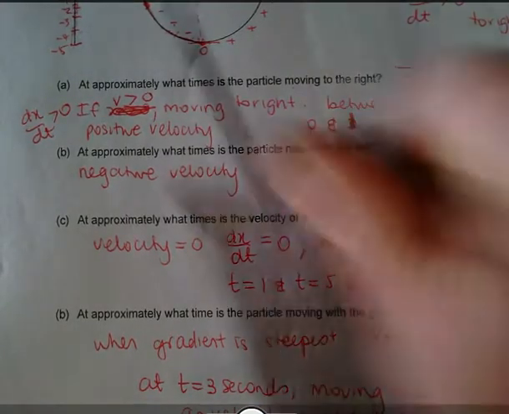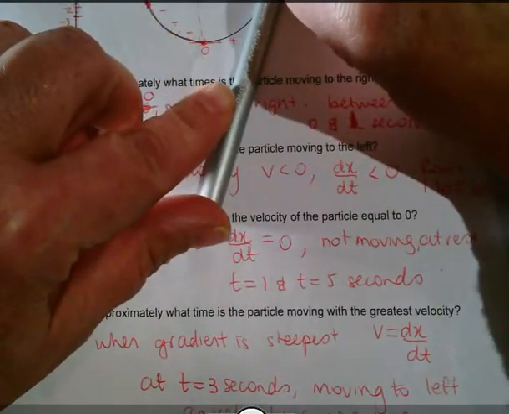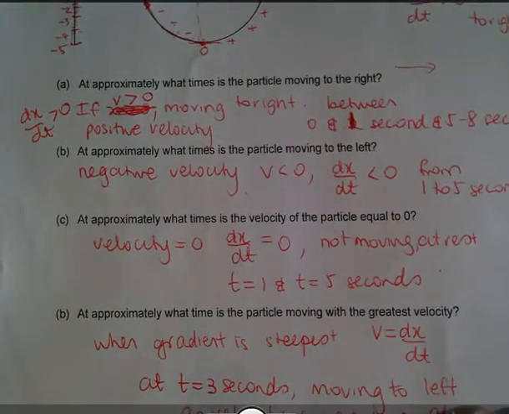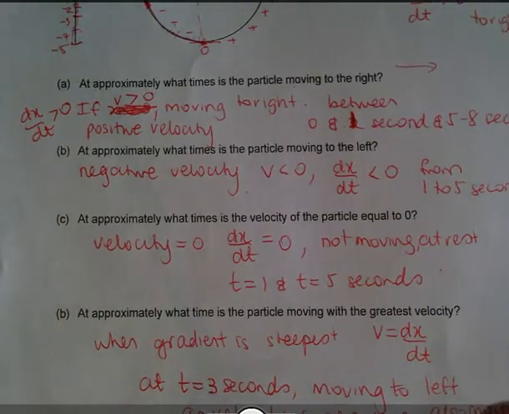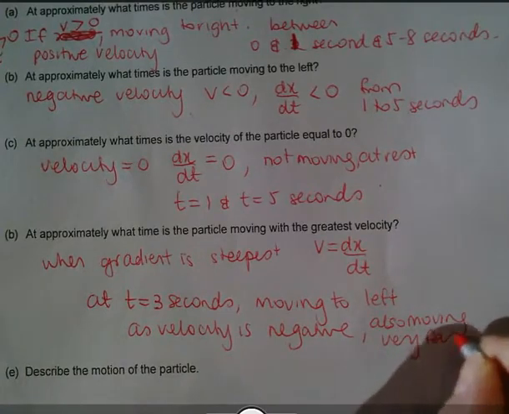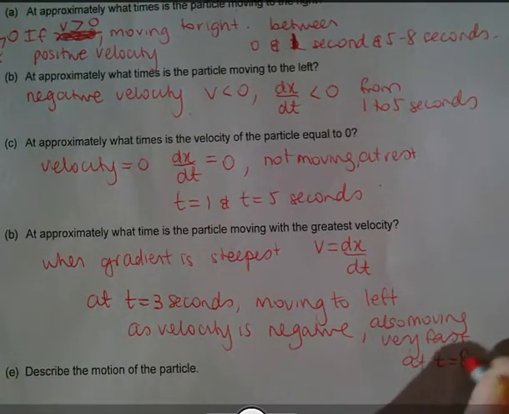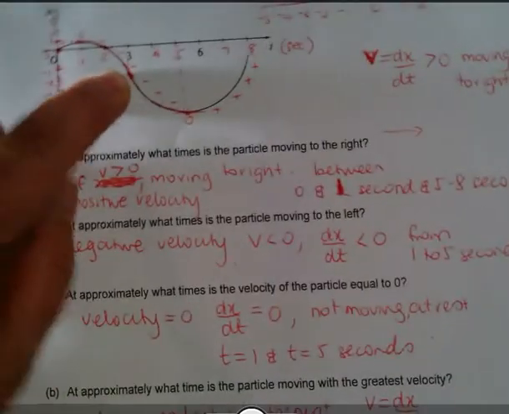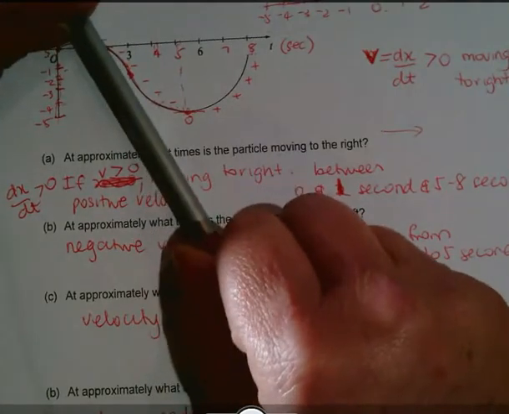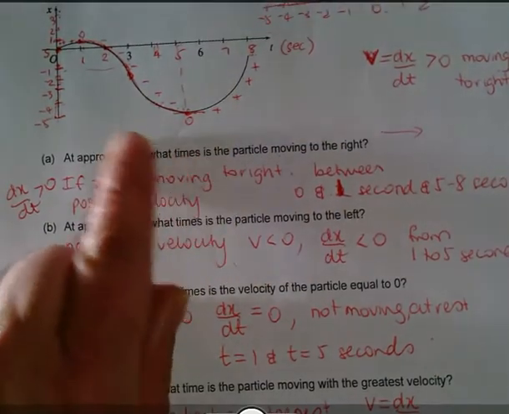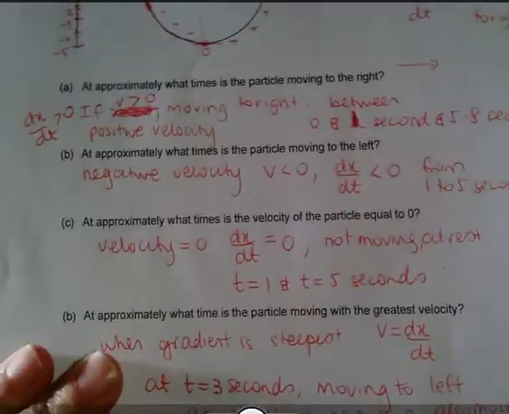But it depends whether you think this is steeper or this is steeper. Look, it's fairly steep here as well. It's also moving very fast at time equals 8 seconds. So it depends which one's steeper. If we think that this is steeper here, then this would be the greatest velocity. But if we think that this is steeper here, then this would be the greatest velocity. It may be slightly steeper there. I'd have to measure them.